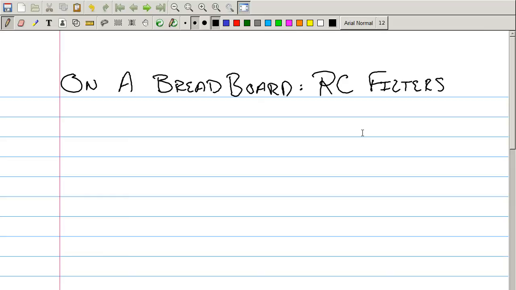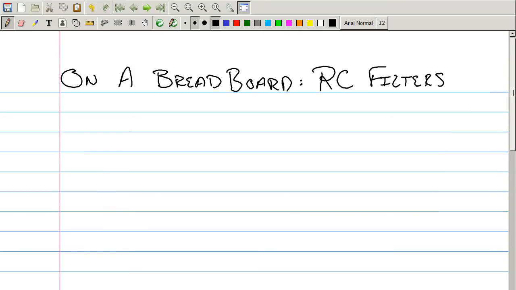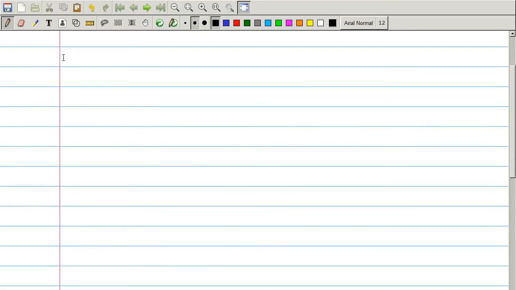I'm going to talk about this two ways. Like I said, one way is with math, and the second way is hopefully a little more intuitive. So, let's talk about RC filters, and we're going to talk about the two. We're going to talk about low pass. These are obviously passive filters.